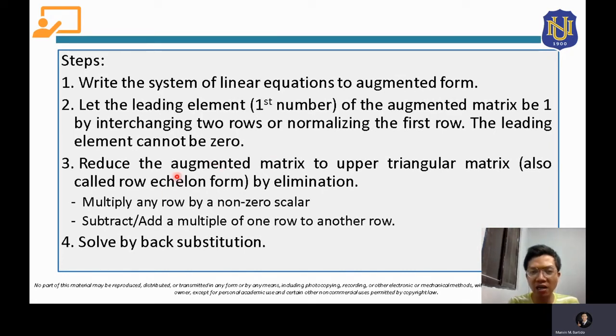So it's important to notice here in step 3 that for this course, we are going to reduce the augmented matrix to an upper triangular matrix, just for us to be uniform in solving using Gaussian elimination. Instead of using a lower triangular matrix or any of those two, we will use the upper triangular matrix. So these are now the steps in Gaussian elimination, and we can now start solving using this method.